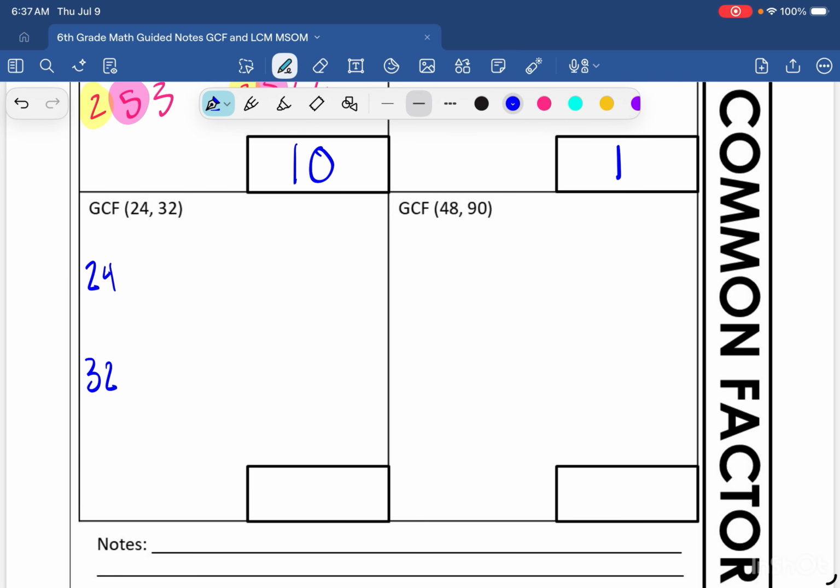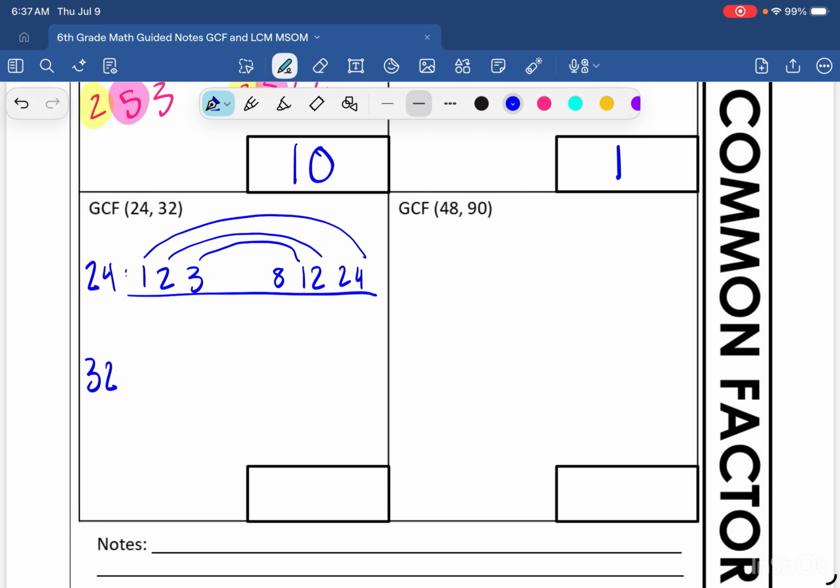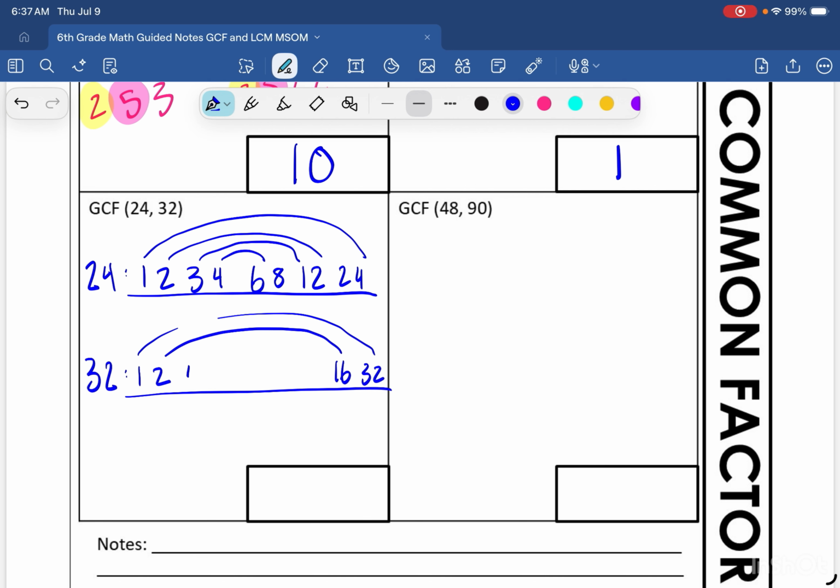24 and 32, let's do the list way again. So I'm writing down factors of 24, which is 1 and 24. And then I have 2 and 12, 3 and 8, 4 and 6, and then 5 is not a factor. For 32, I have 1 and 32, 2 and 16. 3 is not a factor. 4 and 8 are factors. And then 5 and 6 are not factors. So I am done. I'm looking for the largest number in that list that is a factor of both, and it looks like the largest number is 8. So the greatest common factor of 24 and 32 is 8.